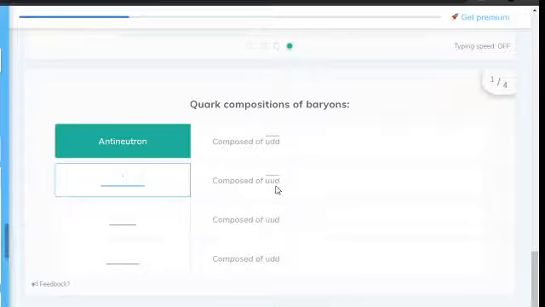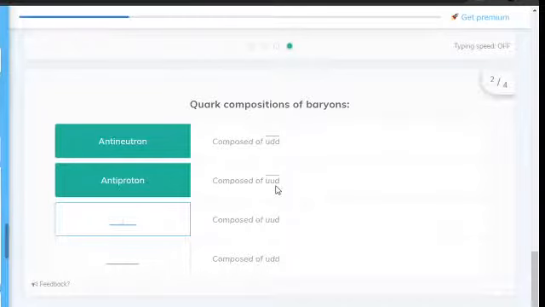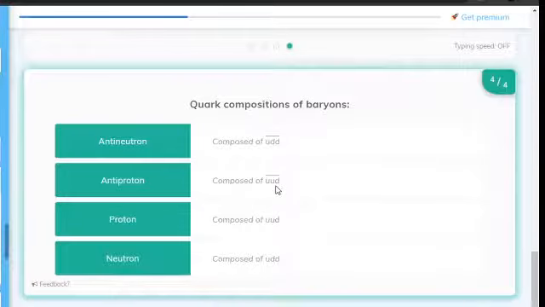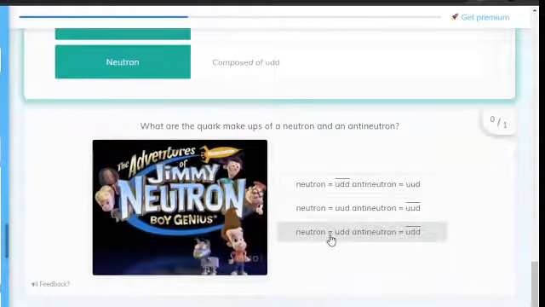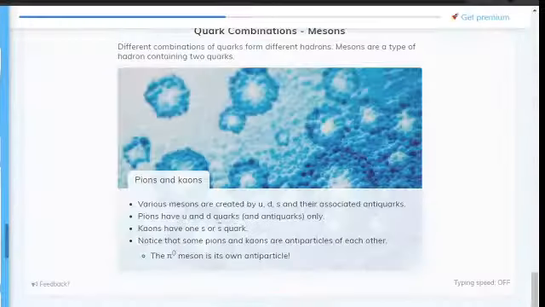So UU is 4/3 minus a third, so that's 3/3, and because it's a not, that is the antiproton. 2/3 plus 2/3 is 4/3, minus 1/3 is 1, so that's the proton, and that leaves the neutron for this one. Simple. So what are the quarks that make up a neutron and an anti-neutron? So the neutron is up, down, down, because 1 up is 2/3 and 2 downs would give -2/3, so it is that one. Simple.